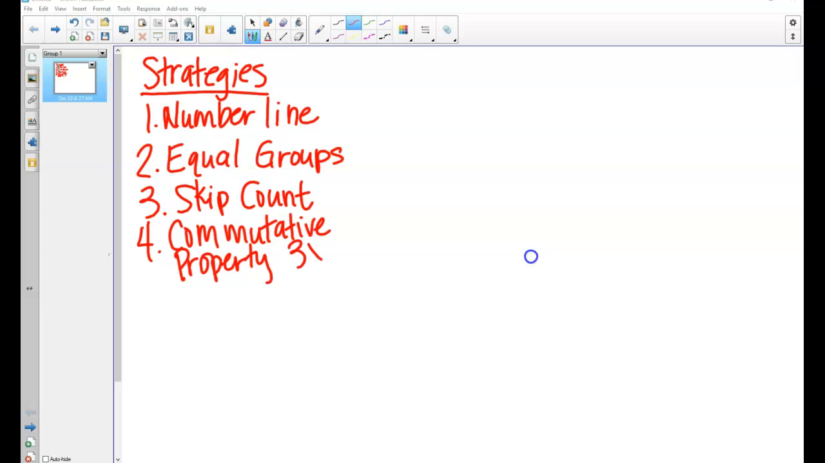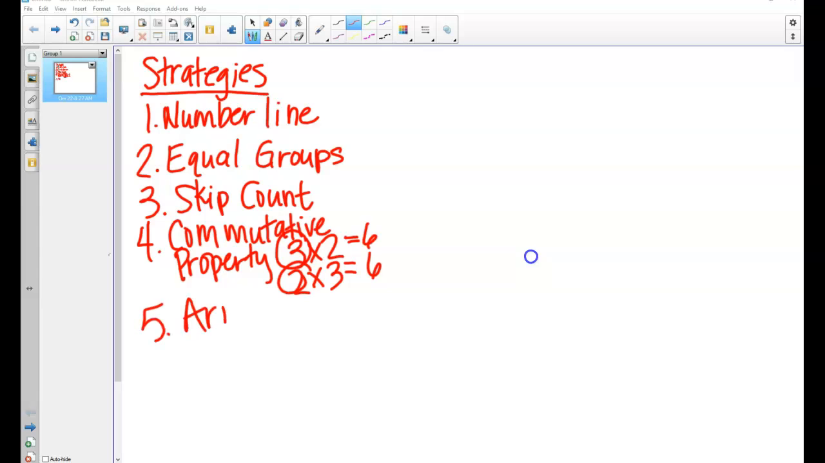Okay, so if I do 3 times 2 and 2 times 3, the answer will be the same. So when you're learning your facts, you're actually learning two different problems, because when you flip it around, you're going to get the same answer. So we will know our 3 times 2 facts, and then we'll know our 2 times 3 facts, okay? Because they're the same. Okay, so today we're going to add arrays.